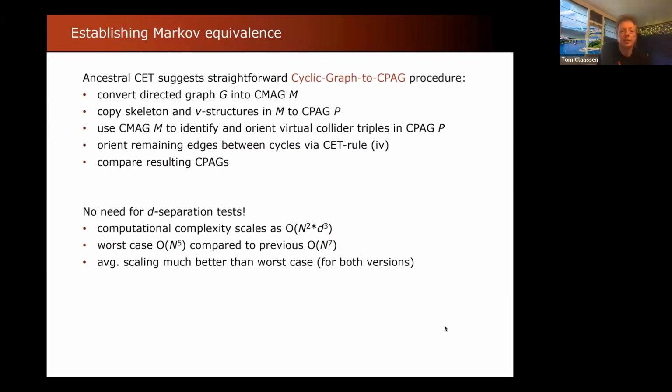You convert the directed graph G into the CMAG, which is the standard direct procedure. Then we copy the skeleton and V structures in the CMAG into the CPAG, orient the virtual collider triples that are still left, and then orient the remaining edges between cycles via the final CET rule. That gives you a CPAG, and then you can directly compare CPAGs between different graphs to see if they're identical, yes or no. The nice thing is this doesn't need any D-separation tests, so the computational complexity scales quite benevolently, even though in practice it's actually a lot faster. Next slide, please.